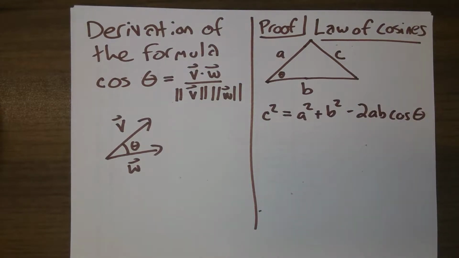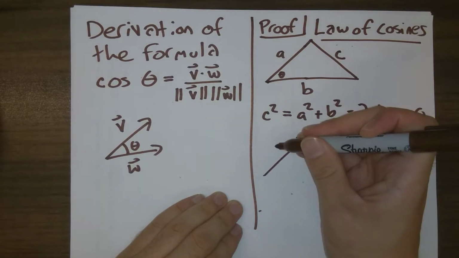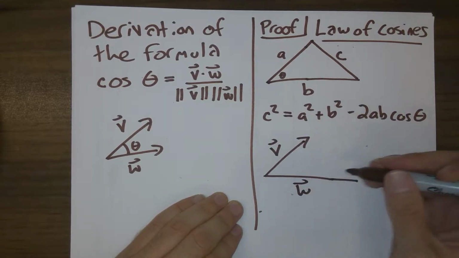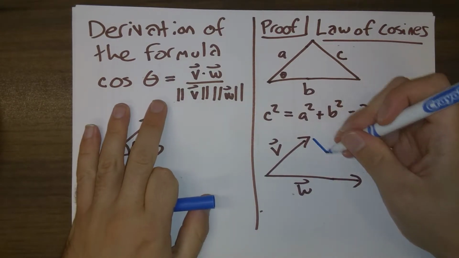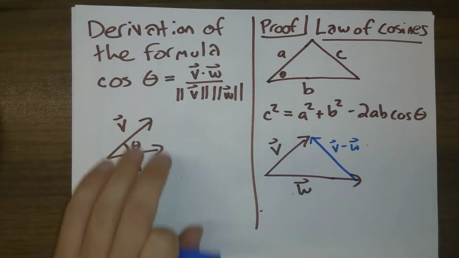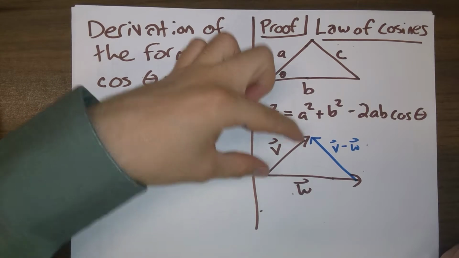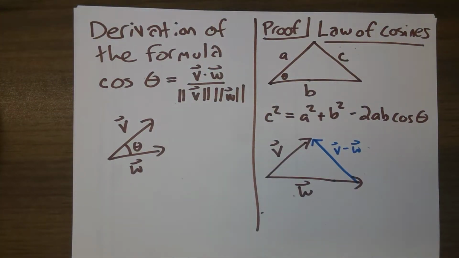And so what we're going to do is apply the law of cosines to the triangle that is spanned by, here is v and here is w. And so then this third side is going to be v minus w. So we're going to identify a with this vector, b with this vector, c with v minus w here.